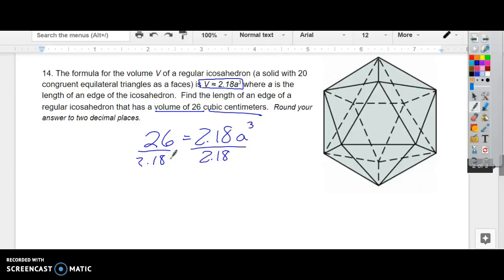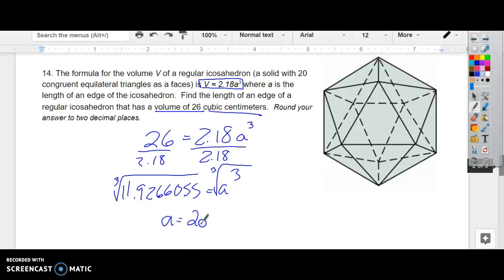Okay. Try not to round until the very end. This is 11.9266055. And then we're going to take the cube root. Now this is an odd root, so I don't have to worry about plus or minus. I'm going to round that to 2 decimal places as per the directions, and that is in centimeters. So each edge should be about 2.28 centimeters.